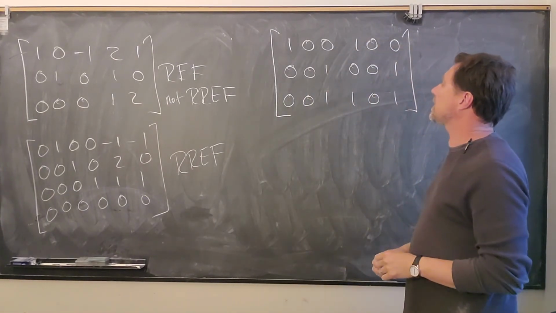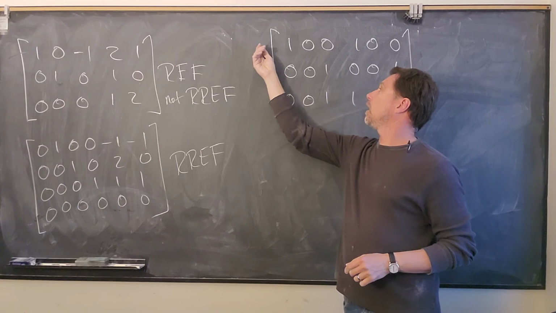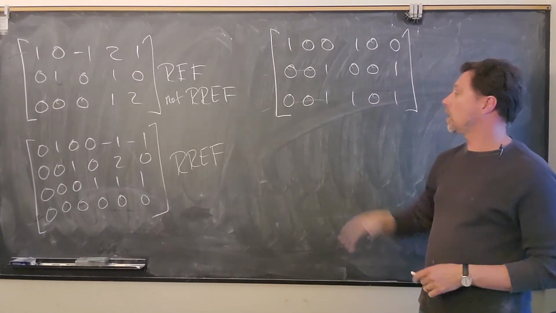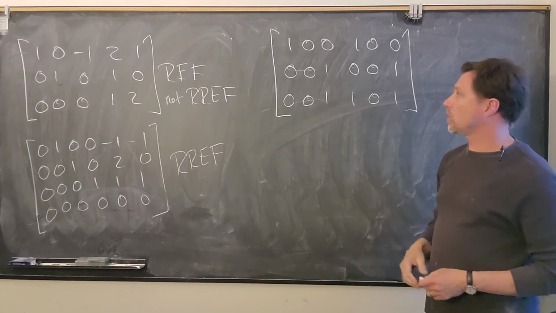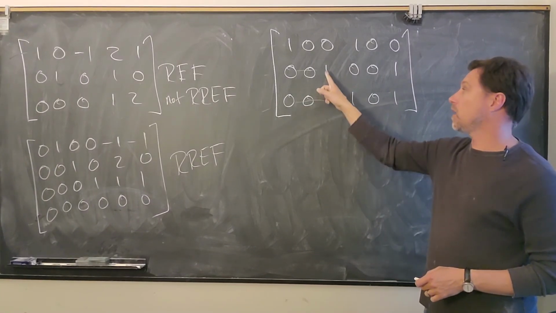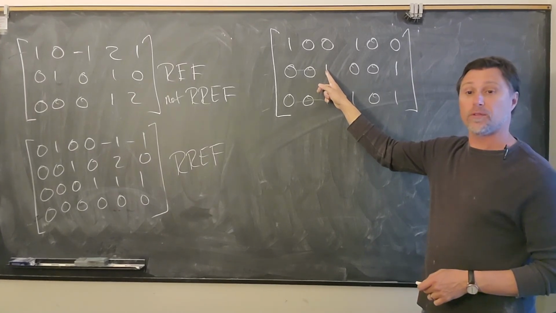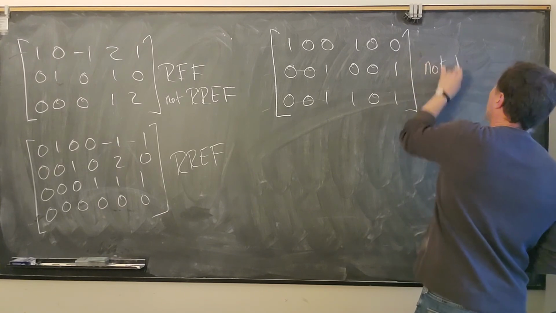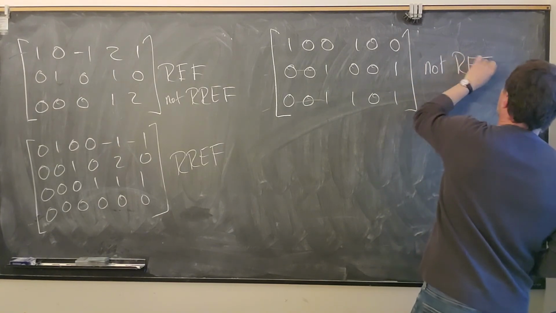Okay, and then this last matrix, so let's see: leading 1, leading 1, leading 1, good. There are no zero rows. Here's a leading 1, it does not occur to the right of that leading 1 right there, so it fails property 3. This one is not in row echelon form.